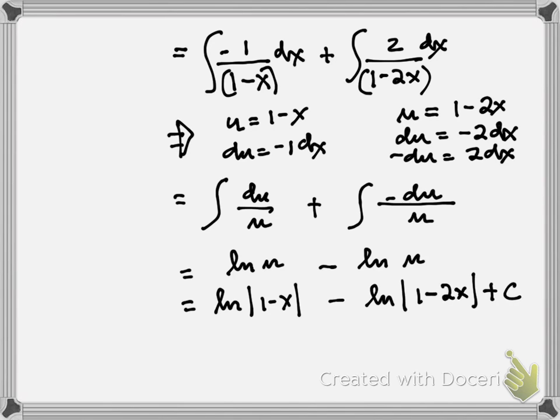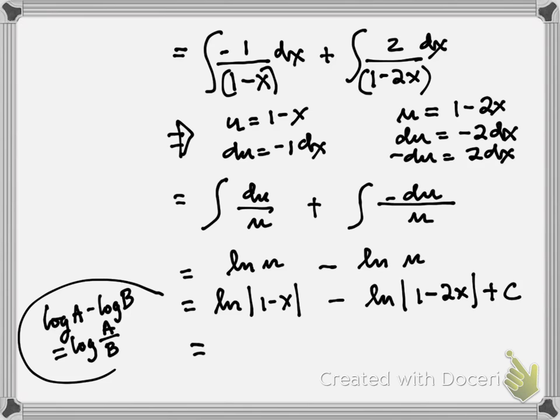Then put plus c. Now, sometimes they would leave the answer like this, or they might use the property of logs, which is log A minus log B equals log A over B. I don't know if you can still remember that, but that's the second law of logarithms, which is the same as the natural log law. So, if we use that property, this will be ln of 1 minus x over 1 minus 2x plus c. And that's the answer right there. Okay?